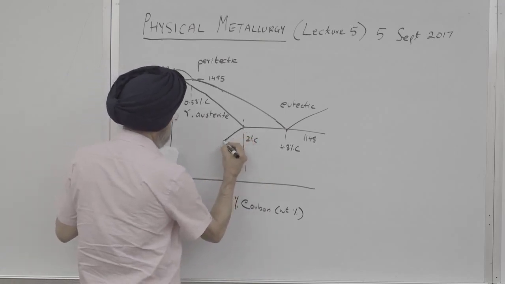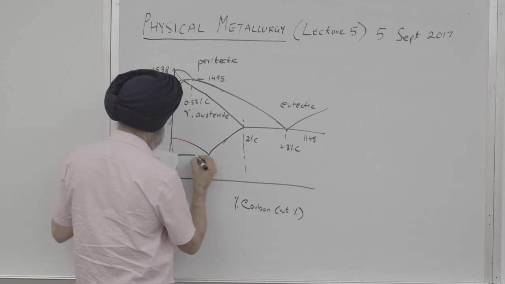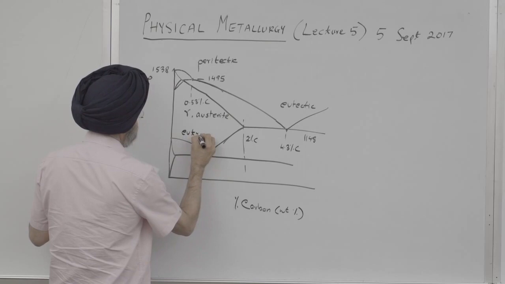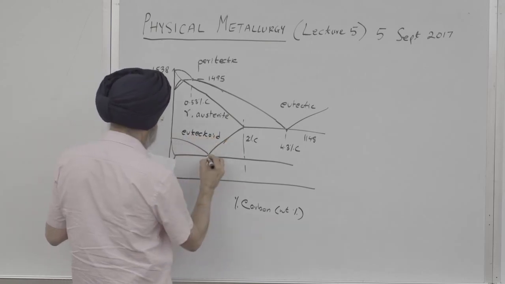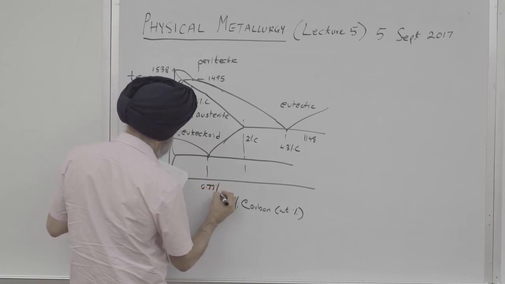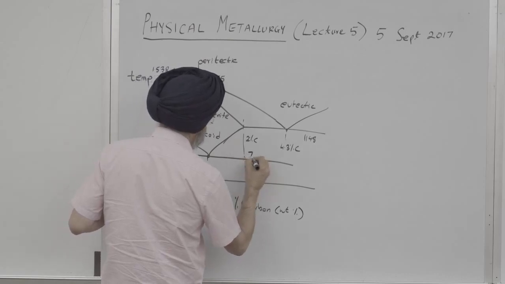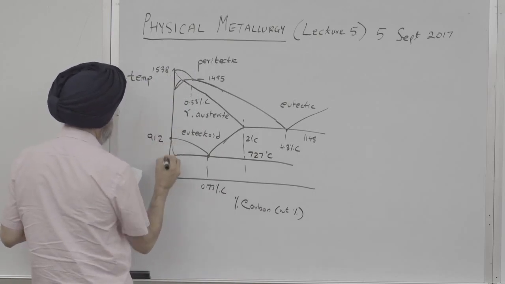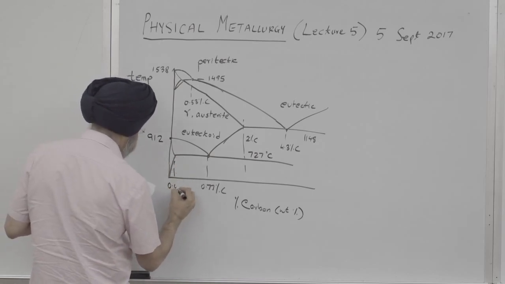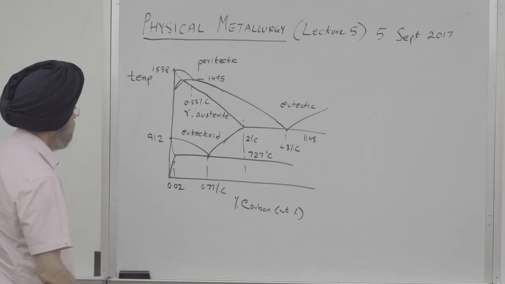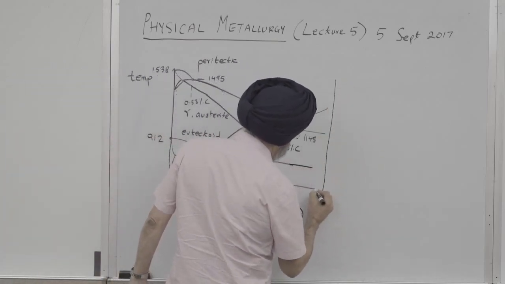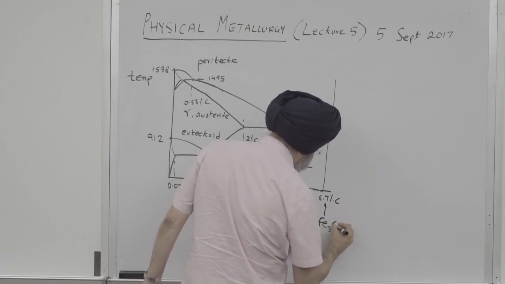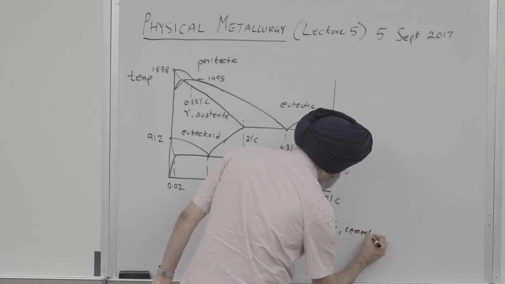So the reaction of interest to us is this eutectoid reaction. This is the eutectoid reaction. And this happens at a composition of 0.77% carbon, and the eutectoid temperature is 727 degrees C, and this temperature here is 912 C. And this composition is about 0.02. And if I extend these lines, we go to 6.7% carbon, and this is Fe3C. We also call it cementite.